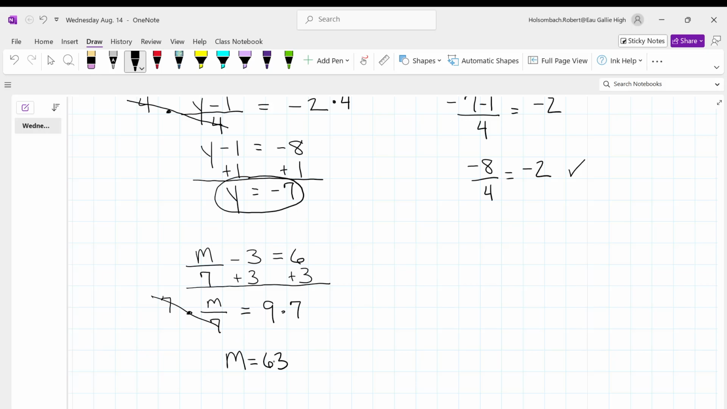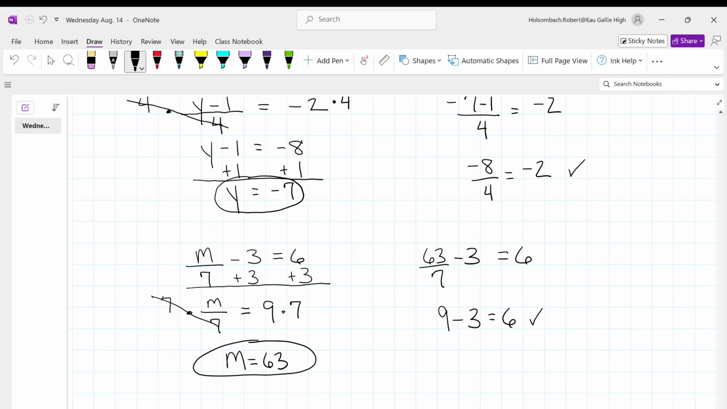Rewrite the original equation with the 63 for the m. We get 63 over 7 minus 3, and does that equal 6? Well, 63 divided by 7 is 9, so does 9 minus 3 equal 6? Yes, it does. So this solution is correct. All right, anybody have any questions? That's all we're doing today, not much different.